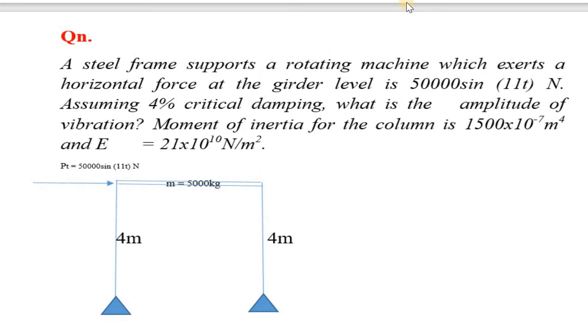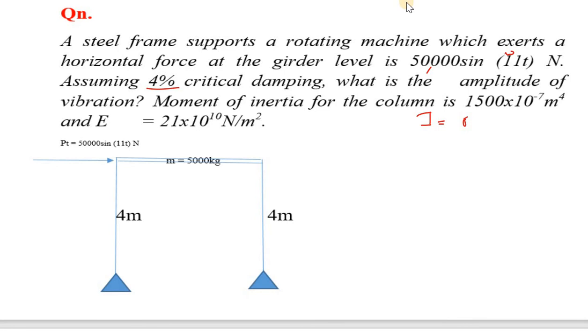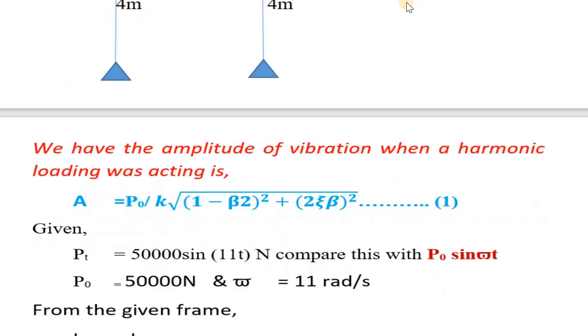Here, a steel frame is supported on a rotating machine which exerts a horizontal force. What is the horizontal force? It is 50,000 sine 11t, so this is omega dash. Damping is 4%. What is the amplitude of the vibration? Here the moment of inertia I is given, and E is also given. The frame is 4 meters long.